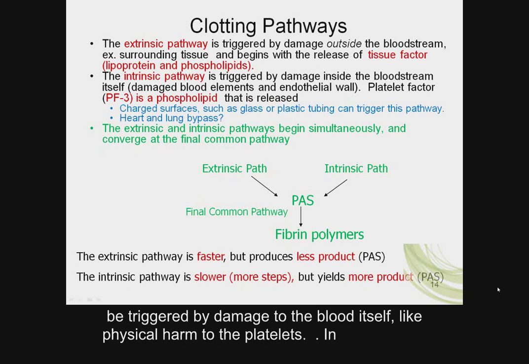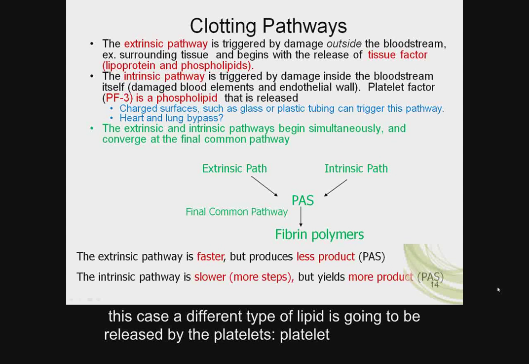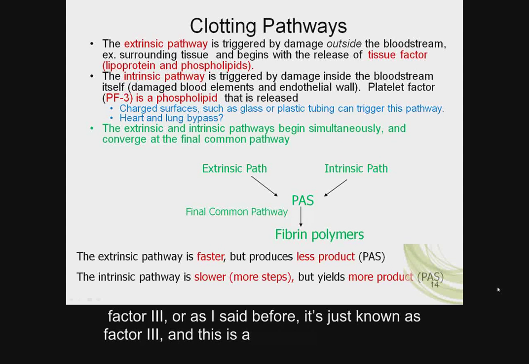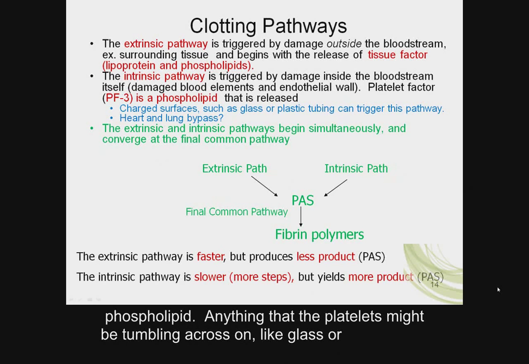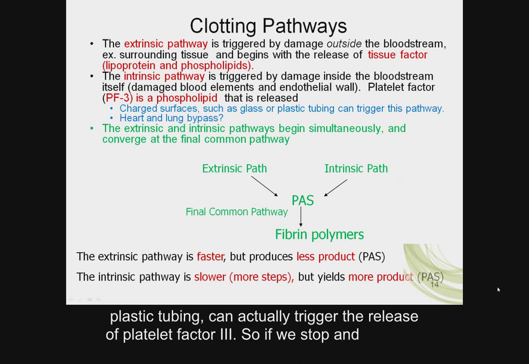The intrinsic pathway is going to be triggered by damage to the blood itself, like physical harm to the platelets. In this case, a different type of lipid is going to be released by the platelets. Platelet factor 3, or as I said before, it's just known as factor 3. And this is phospholipid. Anything that the platelets might be tumbling across on, like glass or plastic tubing, can actually trigger the release of platelet factor 3.